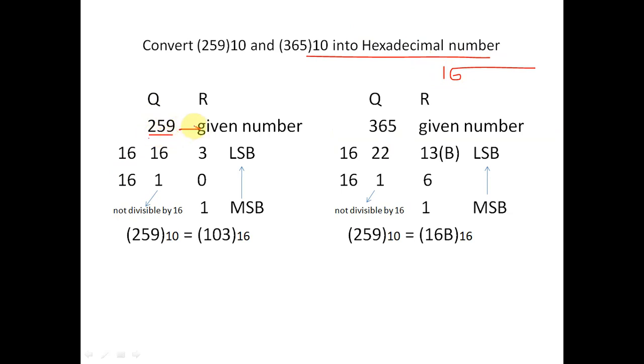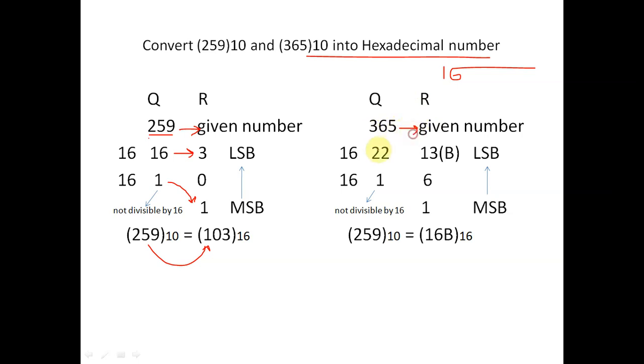The given number is 259. This given number is divided by 16. So the quotient is 16 and the remainder is 3. Then these 16 are again divided by 16, then the quotient is 1 and the remainder is 0. This 1 is not divisible by 16, so write it as it is. So the answer is 103. So 259 is converted into 103.